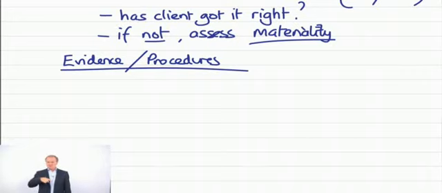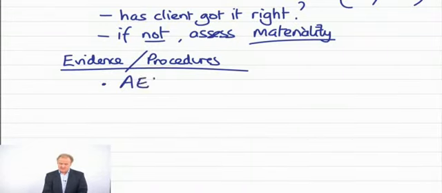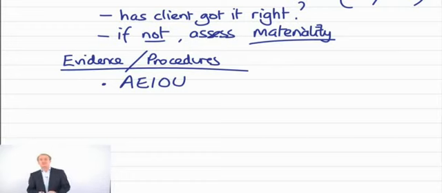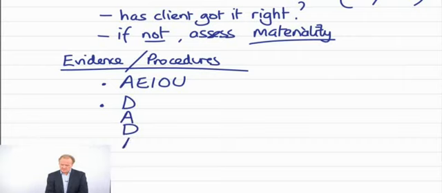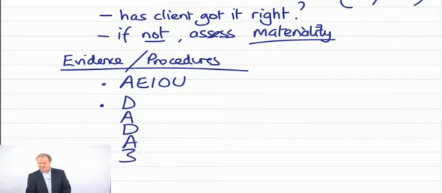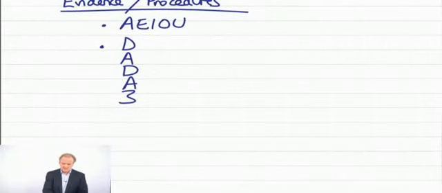Then evidence procedures. Now for this, as maybe you remember from the teaching phase, I would typically be saying to you, think about AEIOU, the 5 basic types of audit test. So think analytical, inquiry, who can you ask, inspect, observe, recalculate. I would also suggest thinking DADA 3. So this is the types of evidence you can test.